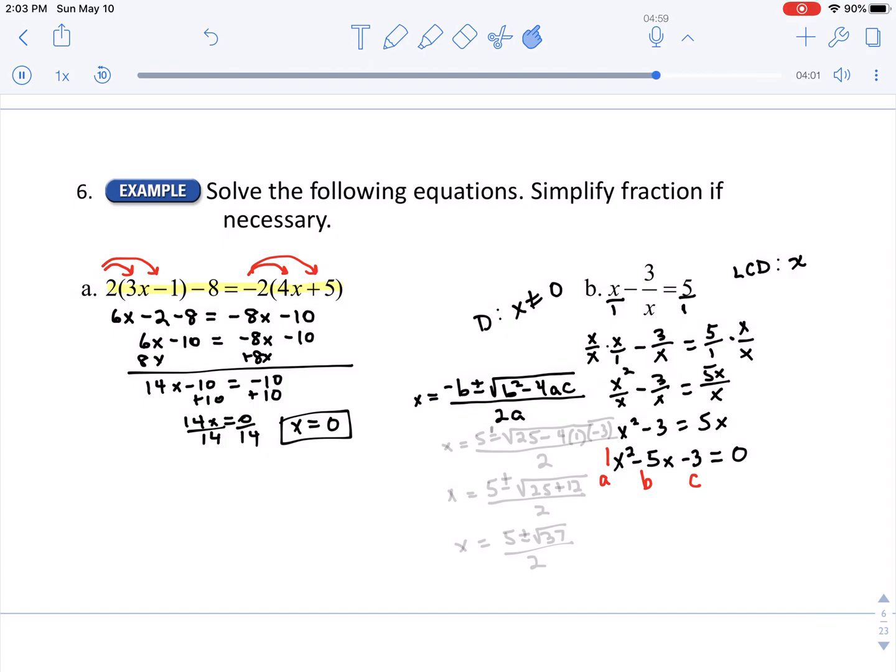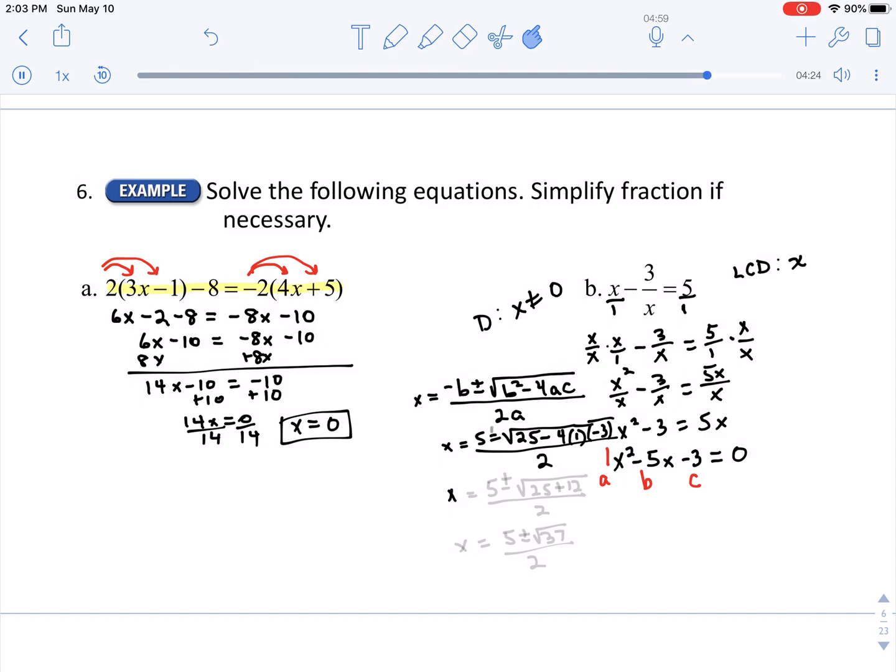Now let's plug into it. So we've got the opposite of a negative 5, which is a positive 5, plus or minus the square root of a negative 5 times a negative 5 is 25, minus 4 times a, which is 1, times c, which is a negative 3, all over 2 times a, which is 2 times 1, which is 2.